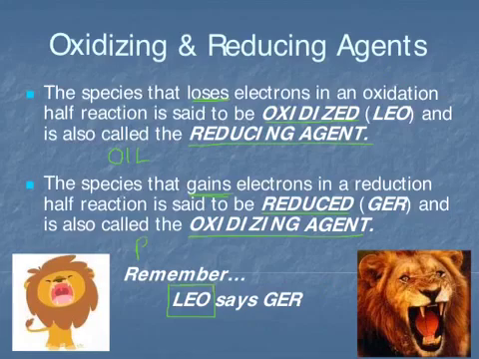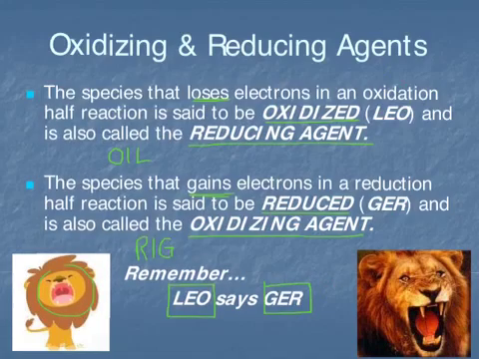This mnemonic in the past was RIG, R-I-G, reduction is gain. Now we have another mnemonic, GER, gain of electrons is reduction. And LEO goes with GER because LEO, the lion, says GER. So now we have 2 mnemonics to help us remember the definitions of oxidation and reduction: either OIL RIG or LEO the lion says GER.